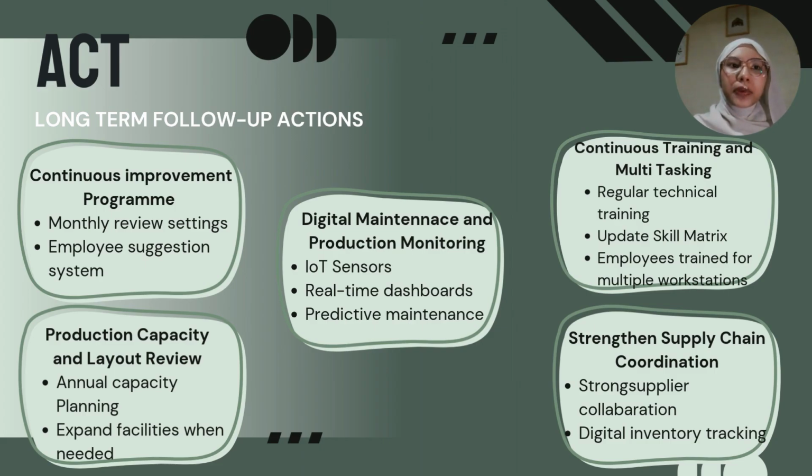And the fourth is production capacity layout review, which is annual capacity planning and expanding facilities when needed. As customer demand, especially for EVs, continues to grow, Proton should review its production capacity every year. If needed, the company can expand its factory or redesign the layout to improve production efficiency.